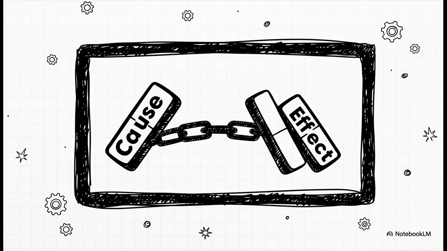And this right here, this is the simplest way to think about it. If a certain cause happens, a certain effect is absolutely going to follow. It's like a direct, unbreakable link. This simple idea is the foundation for everything else we're going to cover.